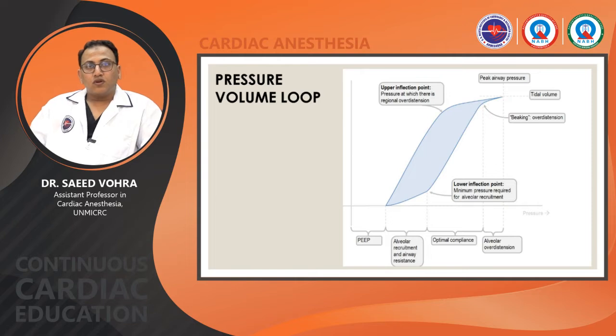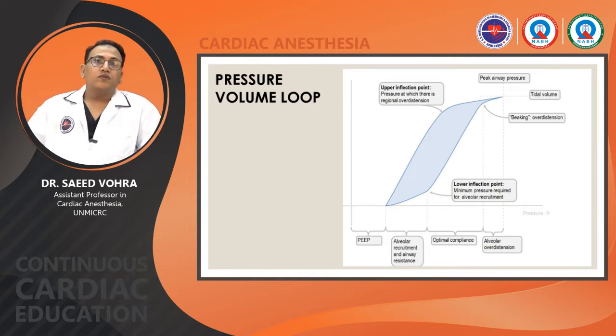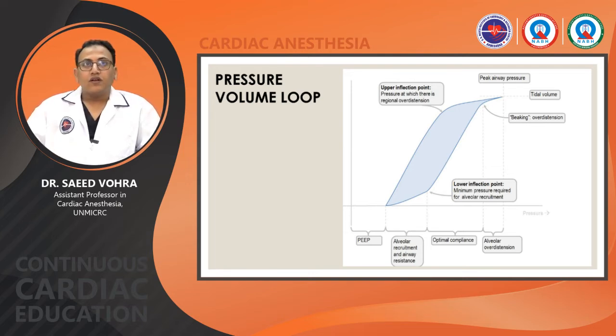Now, this is the pressure volume loop of an ideal pressure volume loop. You can see there is a lower inflection point, which is the minimum pressure required for alveolar recruitment, and there is a higher upper inflection point, above which there will be regional over distension of the alveoli. So the target PEEP should be more than the lower inflection point, between the lower inflection point and the upper inflection point.